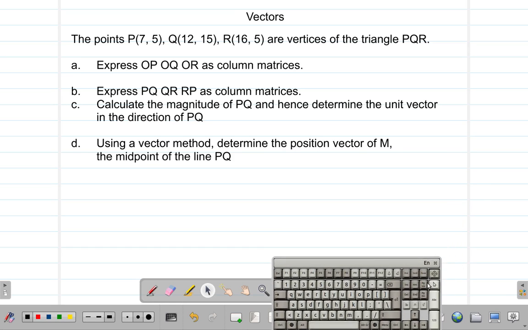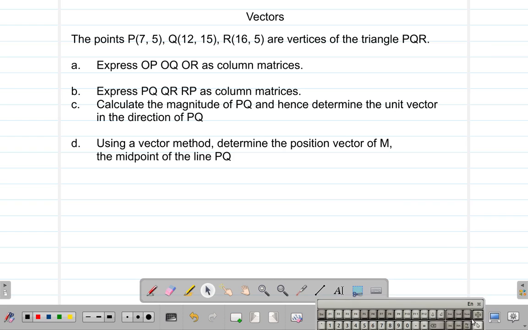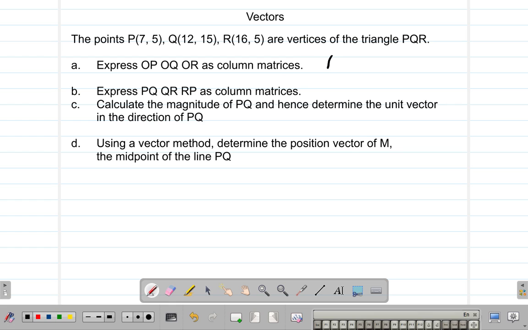Let's look at this question on vectors. Here, the points P (7, 5), Q (12, 15), and R (16, 5) are vertices of a triangle PQR. You must express OP, OQ, and OR as column matrices. What that means is that you must express them in this form, x, y.